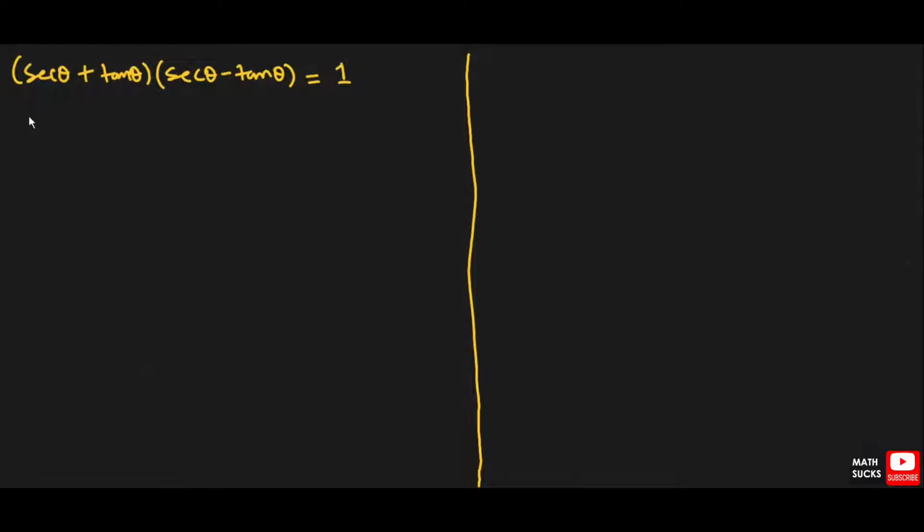First, we need to recall what sec is. Sec of theta is the same as 1 over cosine of angle theta, and tan of theta is the same as sine of theta over cosine of theta. Also, I'll ask you to remember the difference of two squares. If you have a squared minus b squared, this is the same as a minus b into a plus b. So this is what we have.